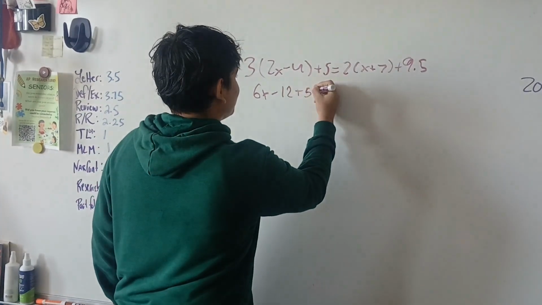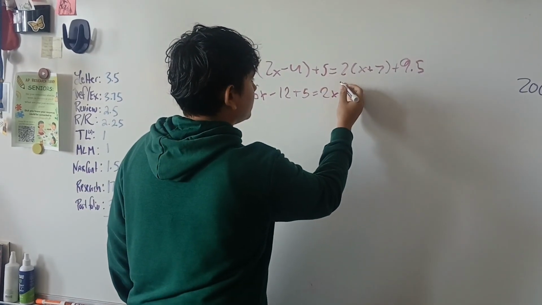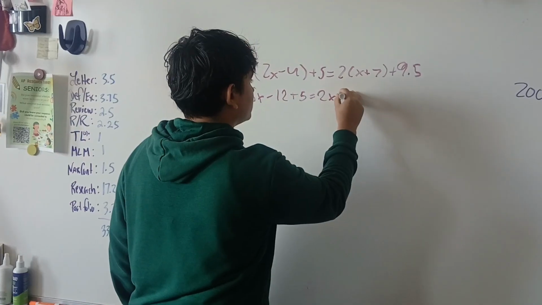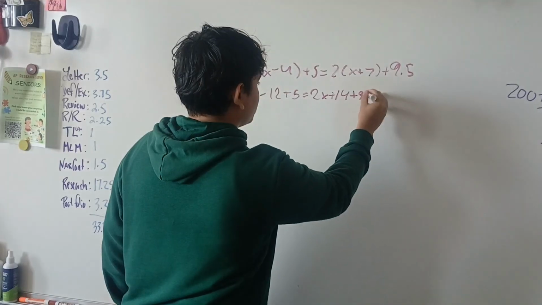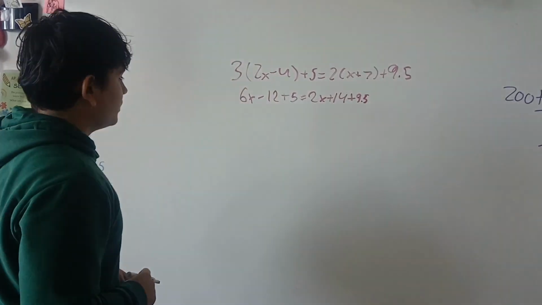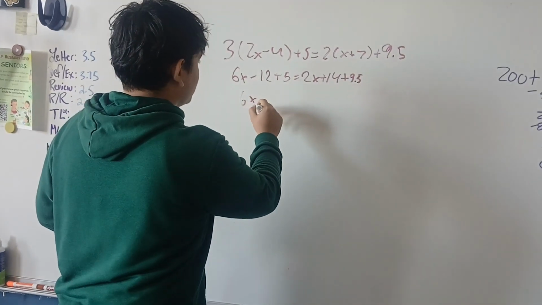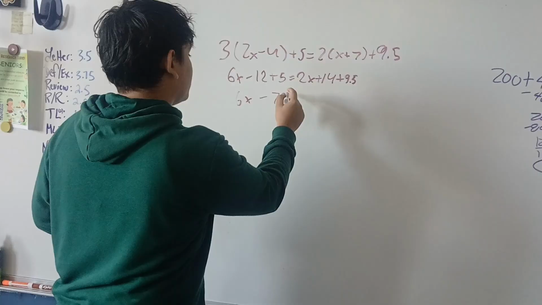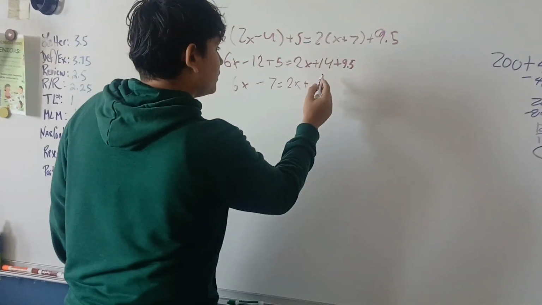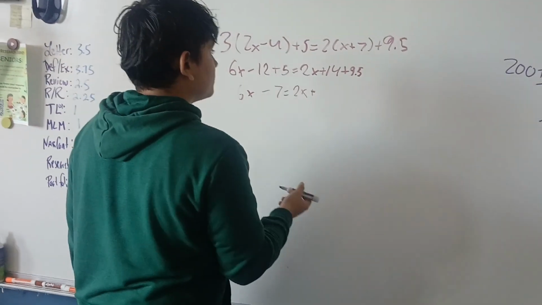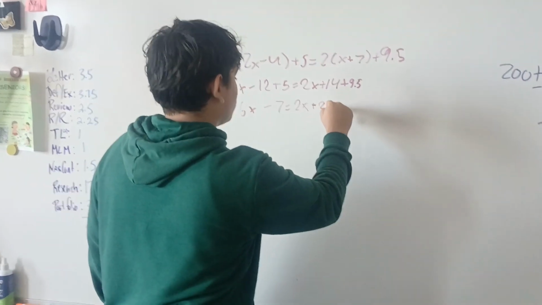plus 5 equals 2x, and then 2 times 7 is plus 14, and then plus 9.5. So from here, we're going to add up negative 12 plus 5, which would just be negative 7, equals 2x plus, no, first we're going to add these two up. So this would be 23.5.